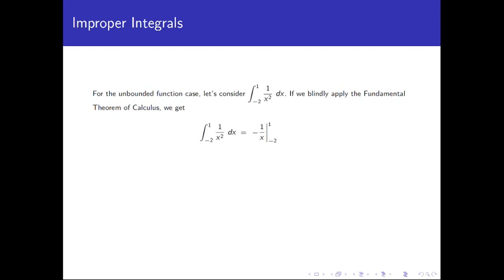Our steps are: find an antiderivative, plug in the endpoints. That's what you're trained to do as soon as you learn the fundamental theorem of calculus. So let's just say we blindly apply the fundamental theorem of calculus. Find an antiderivative of 1 over x squared: -1 over x. Plug in the endpoints. Plug in 1, plug in -2.